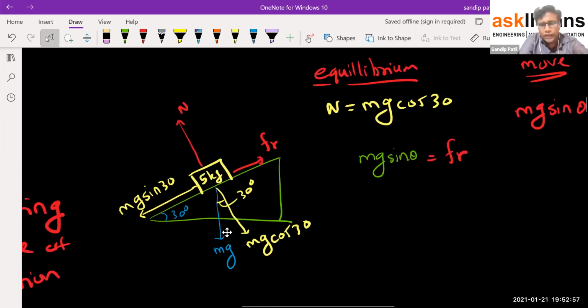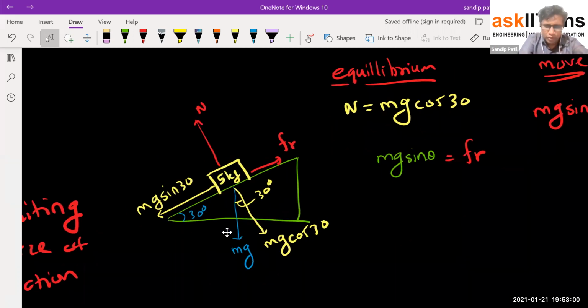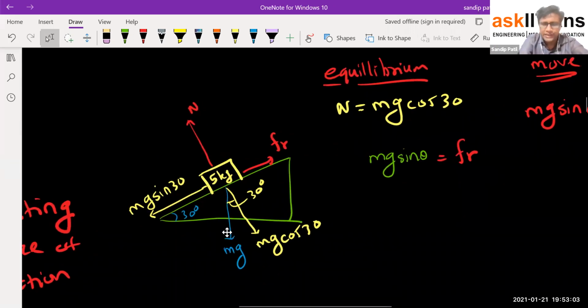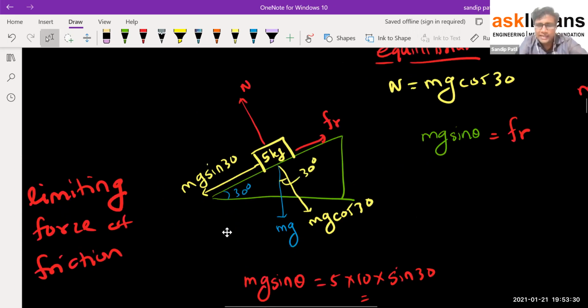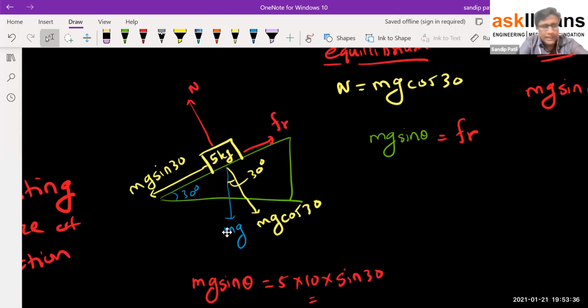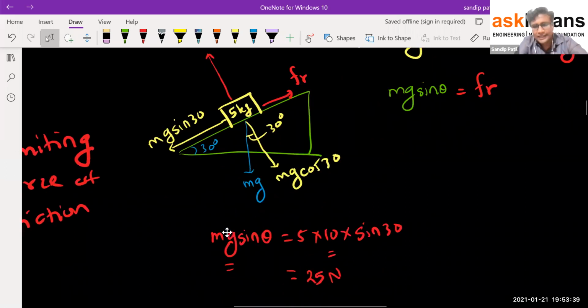Simple. Now let's do one thing. Let's calculate the value of mg sin theta. We have the mass, we have g, and we know the value of sin 30. So mg sin theta is equal to how much? 5 into 10, g approximately we are going to consider 10. We know the value is 9.8, but consider it approximately 10. And sin 30, so can I say this is 25 Newton? Yes. So if the frictional force is less than 25, then obviously that block is going to move downward. If the frictional force is greater than 25, then obviously that block will be in equilibrium.